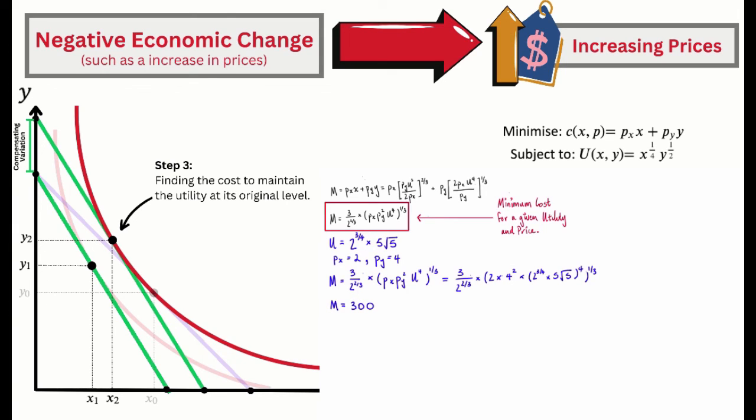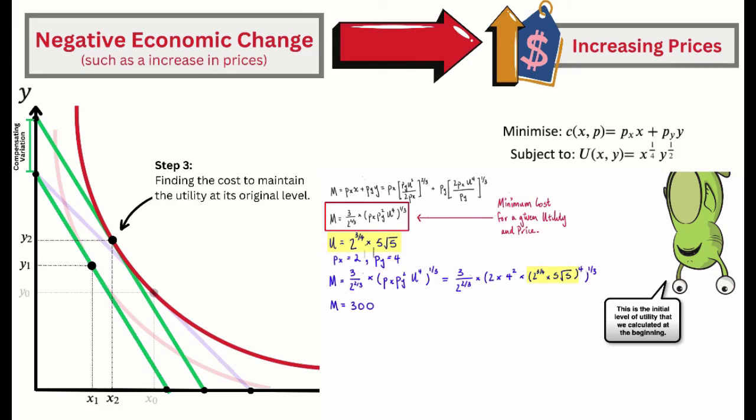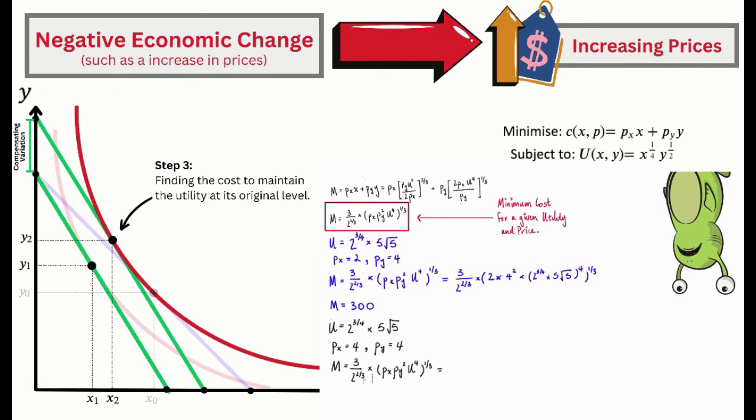So let's find out how much income we're going to need to maintain our utility level at 2 to the 3/4 times 5√5 when the price of x goes from 2 to 4. So now we're going to find out how much income we need to maintain our utility level at this 2 to the power of 3/4 times 5√5, but at this new increased level of prices, i.e. the price of x is 4 and the price of y is still 4.